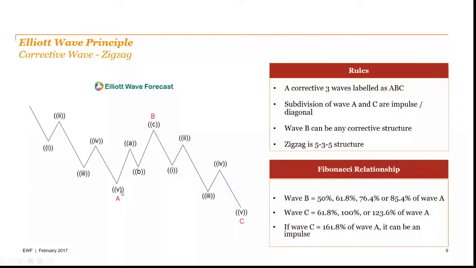Now if wave C is getting too long, 161.8% of wave A, it can become an impulse. Now remember, we talked about impulse before, right? What is the difference between an impulse and a zigzag, guys?